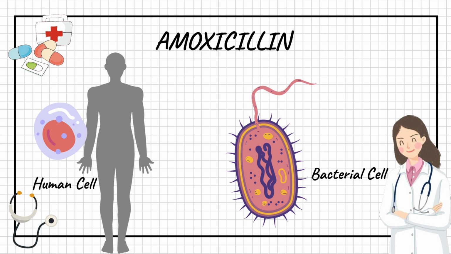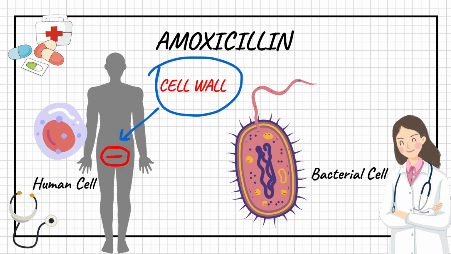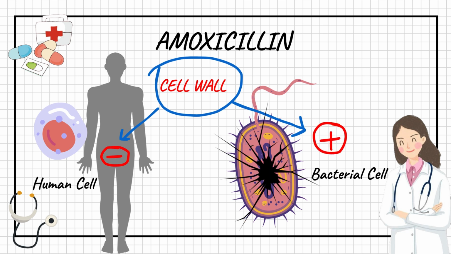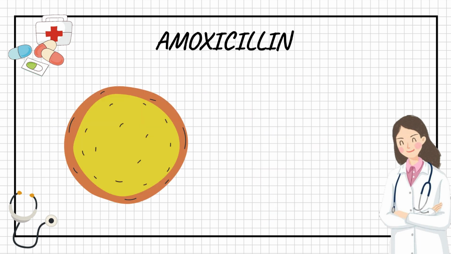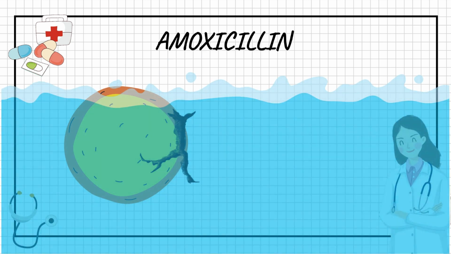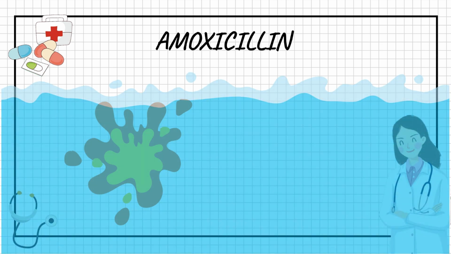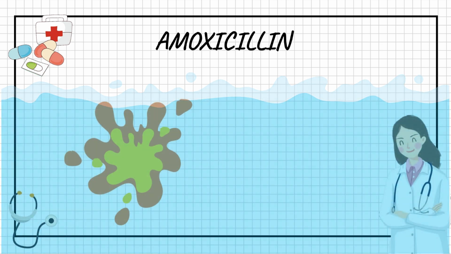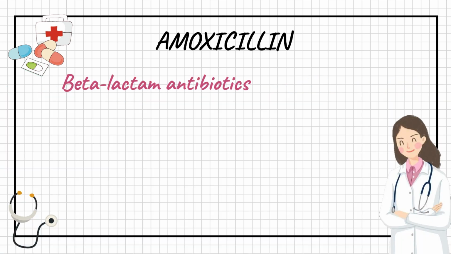One major difference is the cell wall. Human cells don't have a cell wall, but bacteria do. So if we find a way to break down the bacterial cell wall, it's game over. Think of bacteria like a coconut, hard shell on the outside and soft inside. If the shell or cell wall breaks, water rushes in and the bacterium bursts. This is exactly what scientists thought, and they created medicines that can break the bacterial cell wall without damaging human cells. These are called beta-lactam antibiotics.